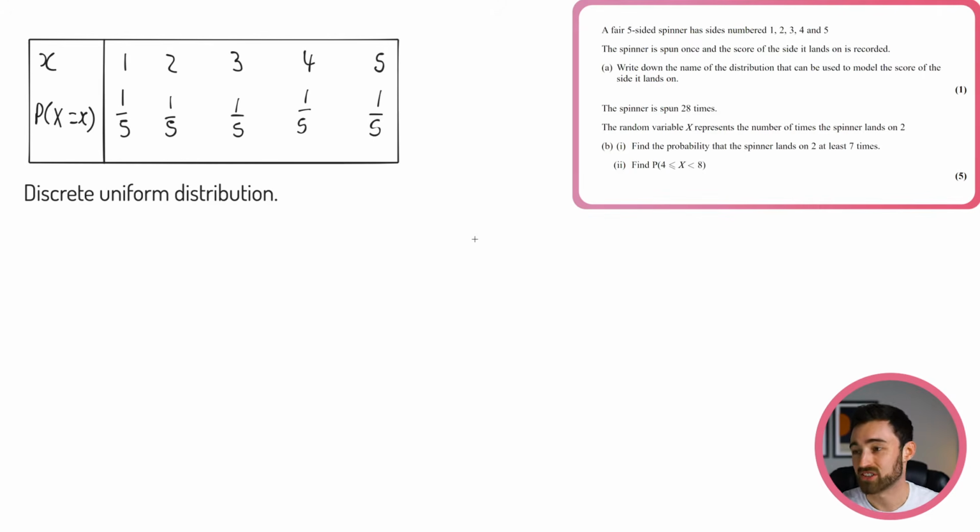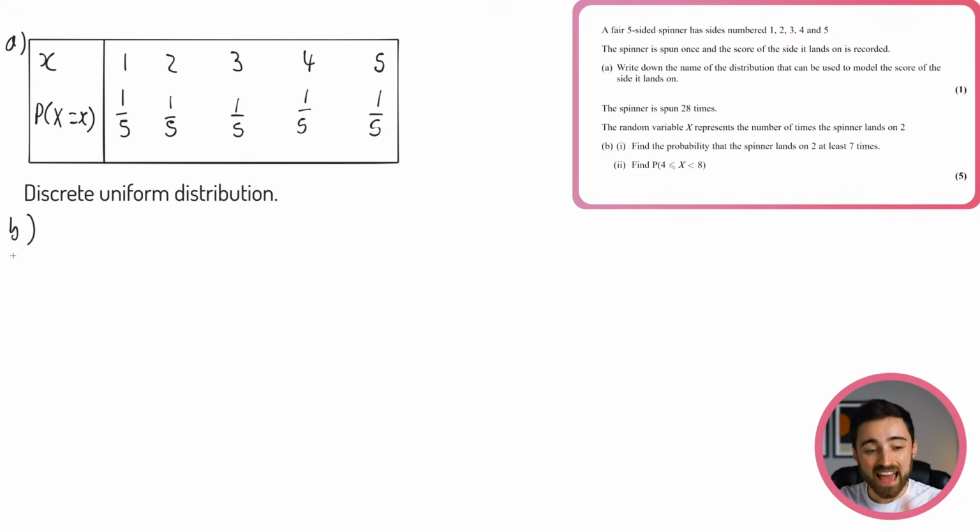You get it? So the spinner is spun 28 times. The random variable x represents the number of times the spinner lands on 2. Find the probability that it lands on 2 at least 7 times. Okay, what's going on here? I'm repeating some experiment, aren't I? Like, I'm spinning the spinner, and then I'm spinning it again, and then I'm spinning it again. There's no difference in the probabilities each time I spin it, right? And then I'm kind of defining a success here.